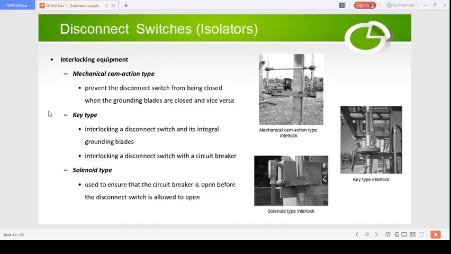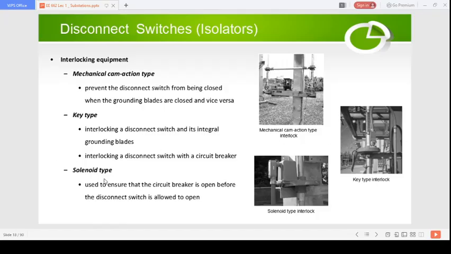Then there's the other type called the key type, which you can see here. In this type of interlocking, it interlocks the disconnect switch and its integral grounding blade, and it's also used for interlocking a disconnect with a circuit breaker. So for these two types of interlocking, these key type interlocking devices are used.